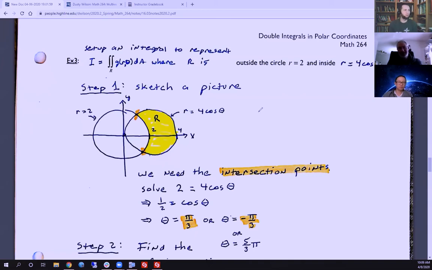I'm not going to spend a lot of time on sketching the picture, but I do want to spend a little bit of time on using the picture to find those intersection points and also finding the limits of integration. So I'm going to switch over to my doc cam.